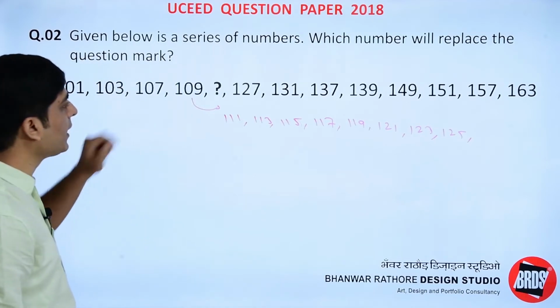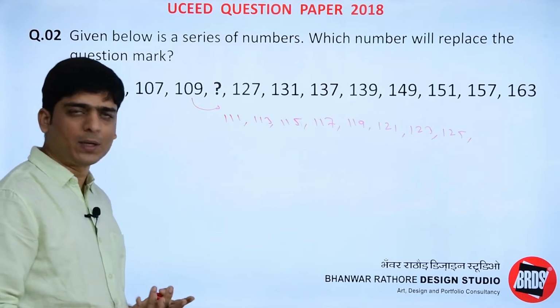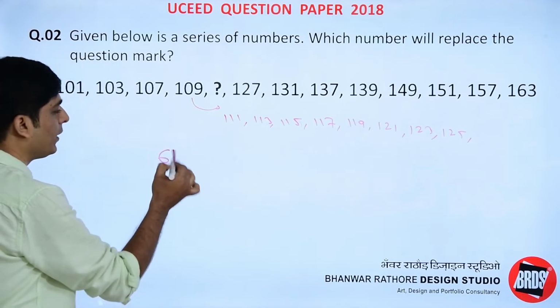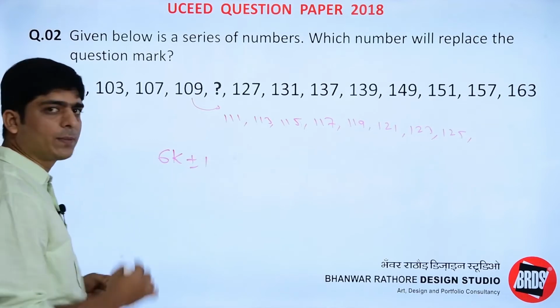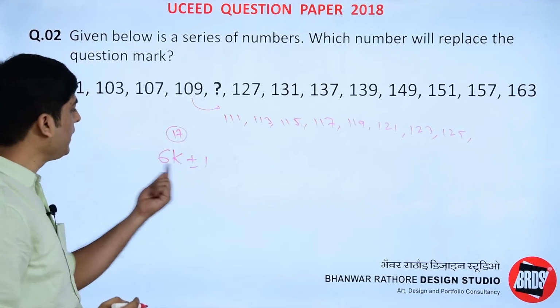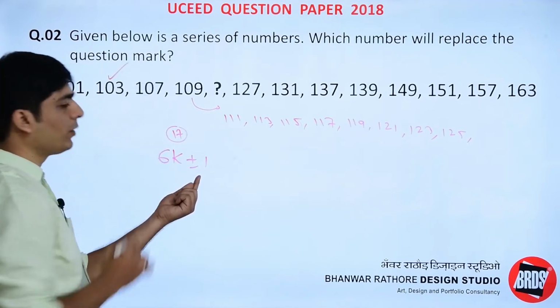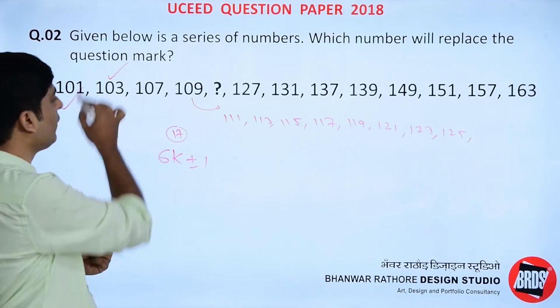These are all prime numbers. A number divisible only by itself and one is known as a prime number. Any prime number greater than 3 will follow this condition, 6k plus or minus 1. Like if you replace the value of k with 17, 17 sixes are 102, plus 1 would be 103 and minus 1 would be 101.